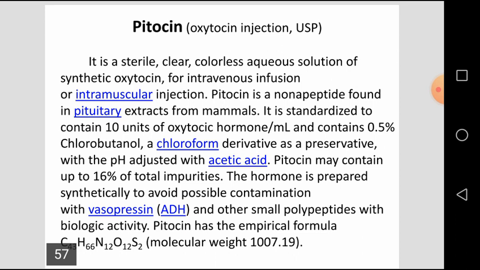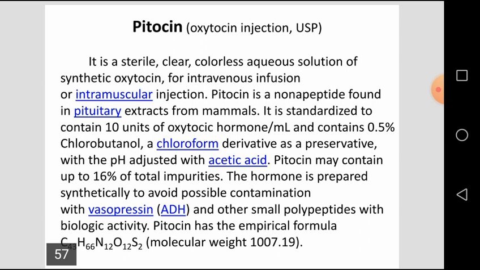So how they are preserving this preparation of pitocin means 10 units of oxytocin with chlorobutanol plus chloroform for preservation. Then pitocin may contain up to 16% of total impurities. The hormone is prepared synthetically to avoid possible contaminations with vasopressin, that is ADH, and other small polypeptides with biological activity.